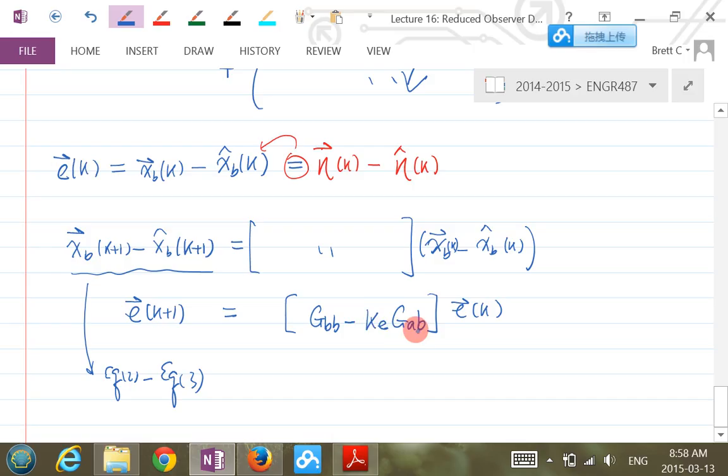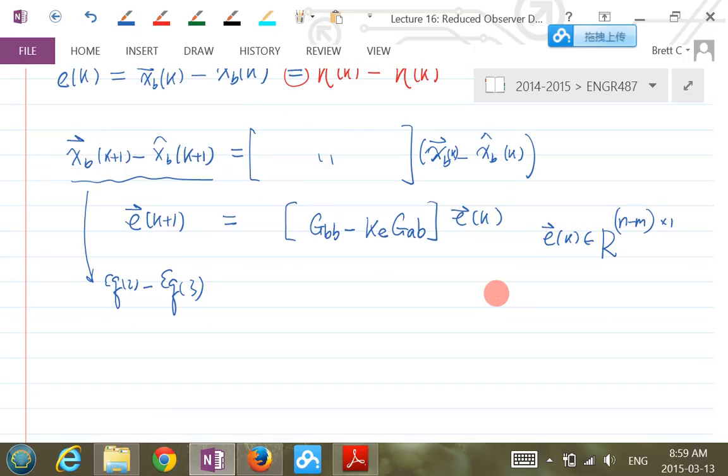GBB minus KE times GAB. So the error is equal to this minus this, times e of k. What's the size of the error? Right, it's n minus 1. So what makes this error go to 0? The eigenvalue of the matrix needs to be within the unit circle.